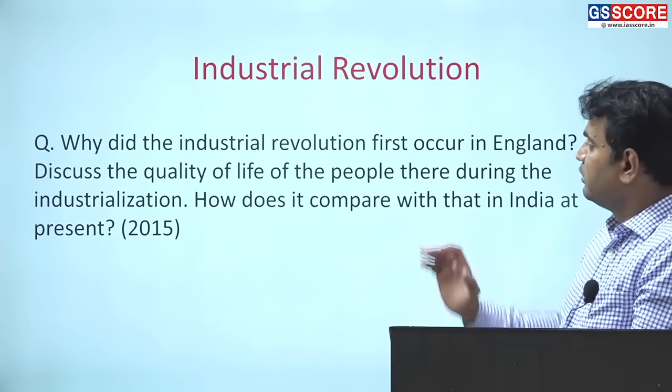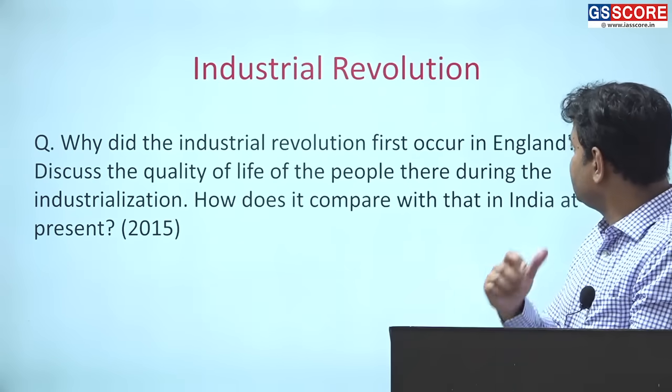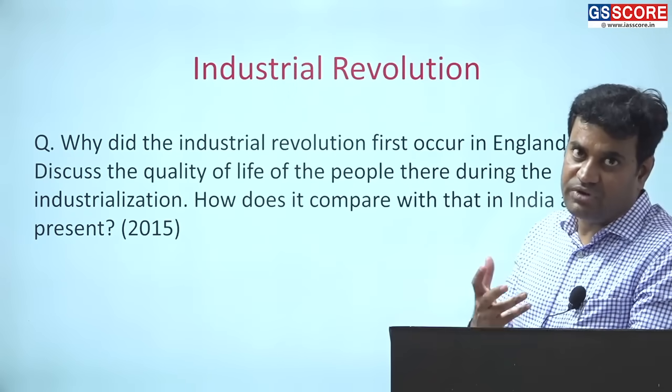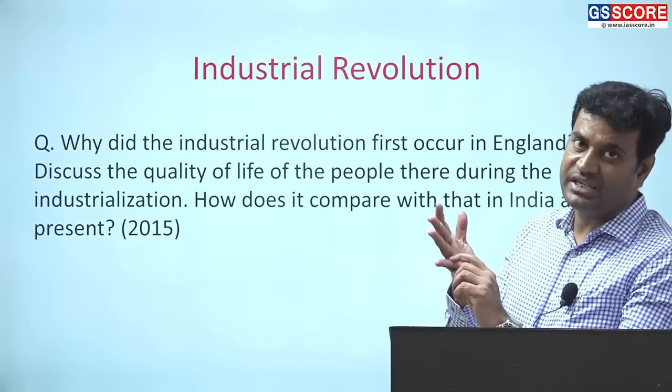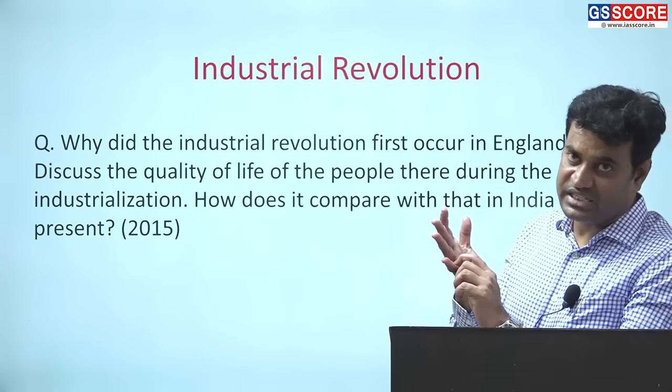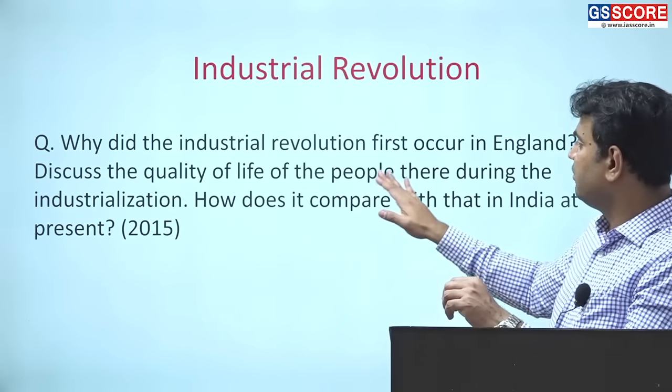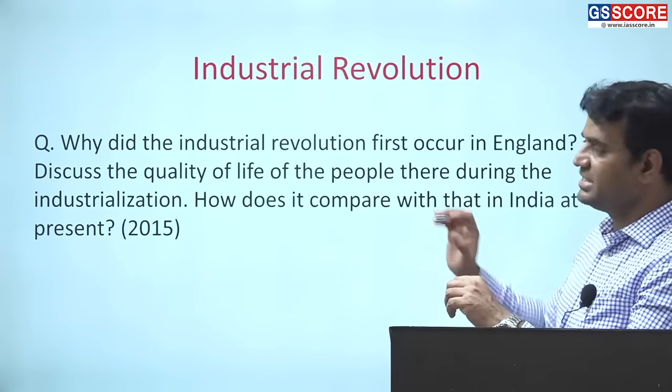First, from the Industrial Revolution. Why did the Industrial Revolution first occur in England? The Industrial Revolution first occurred in England because of resources, because of the capitalist class, and at the same time a series of scientific inventions and discoveries. Discuss the quality of life of the people there during the industrialization.